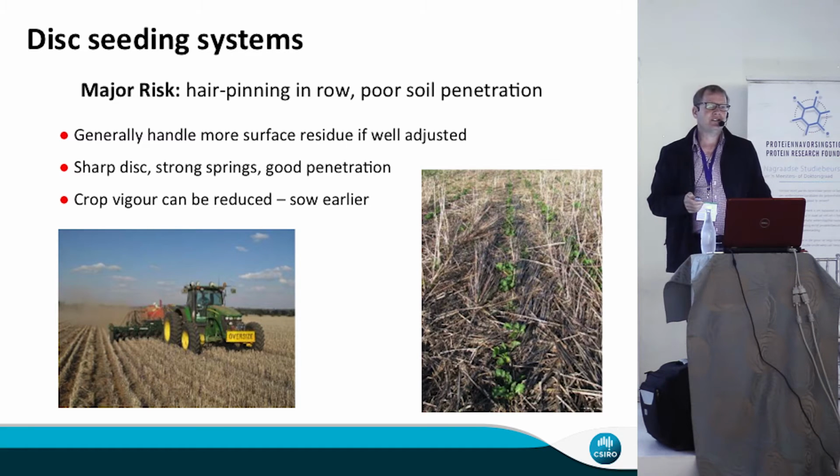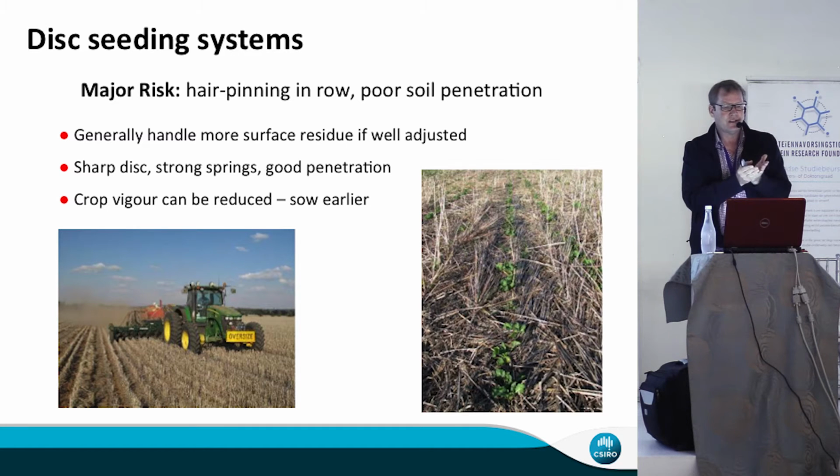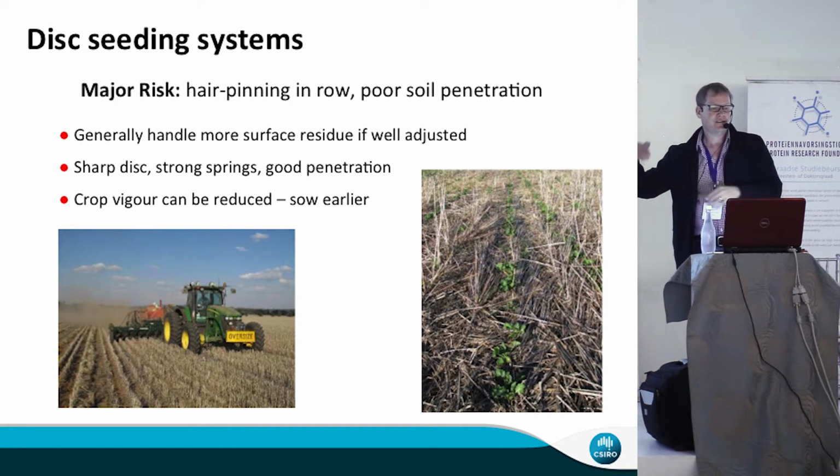If you're dealing with a disc system, the main risk with a disc system is basically not having the disc set up sharp enough or hard enough to cut through stubble and to penetrate the soil. So the risks here is hair pinning of the stubble under the disc, and then poor soil penetration. So when the discs are set up well, they will handle more stubble. There's no doubt about that. You will be able to sow into quite thick stubble, but it just has to be set well, and you have to achieve the right penetration and just try and make sure that you've got all those things we mentioned: good soil cover, good depth, good even depth.